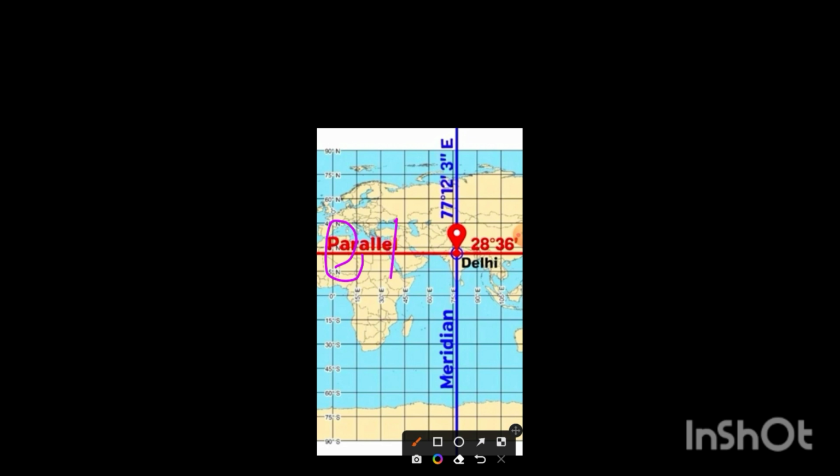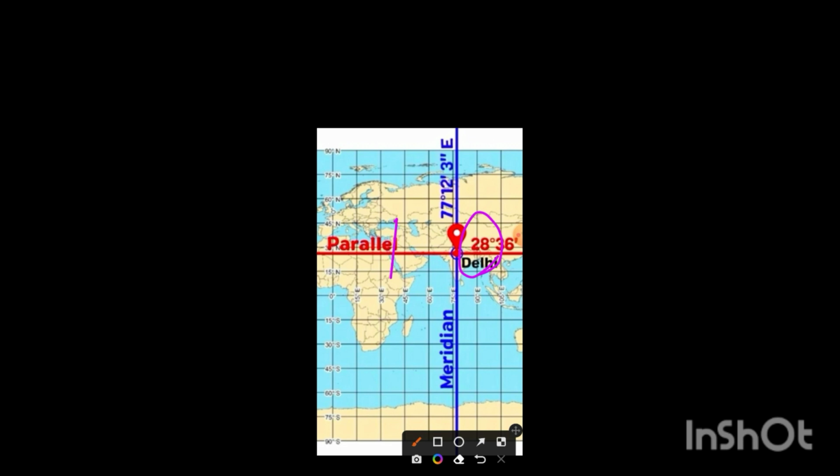You can see 30 degree north written here. So this red line is exactly below 30 degree north. That helps us understand how we got the figure 28 degree. This red line, which is the parallel, is a little below 30 degree north, so that's the reason we got 28 degree 36 minutes.